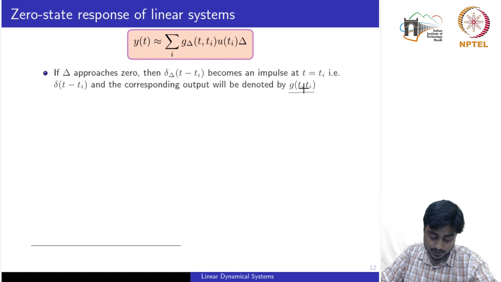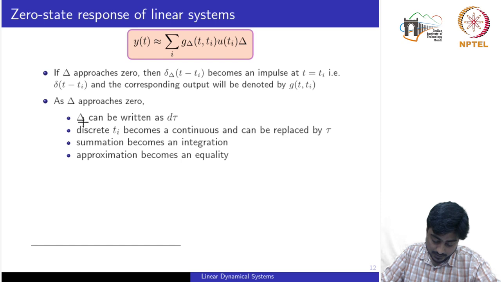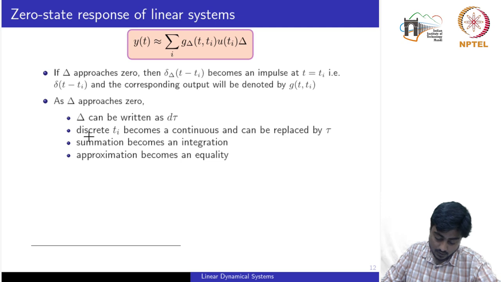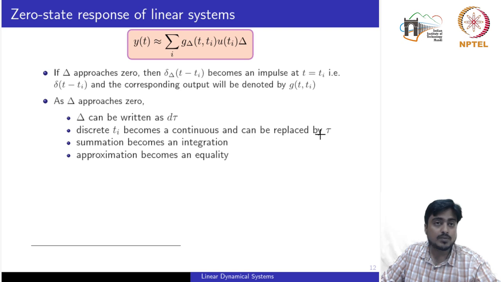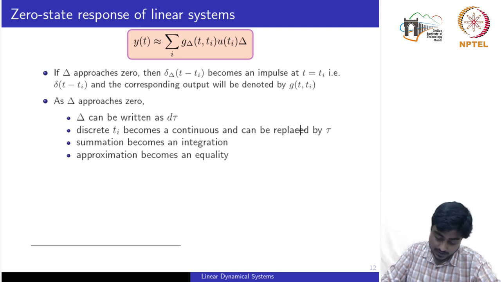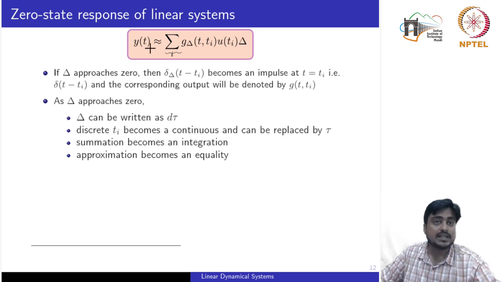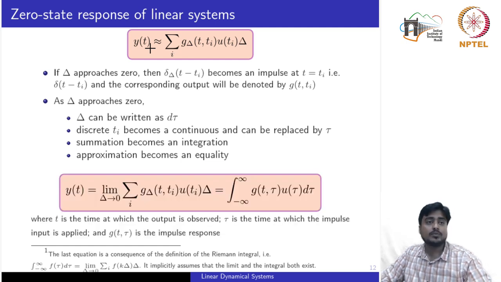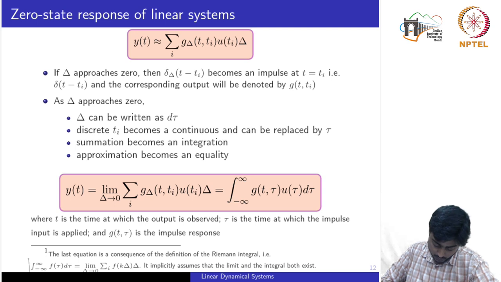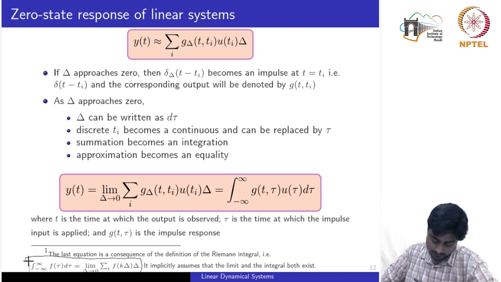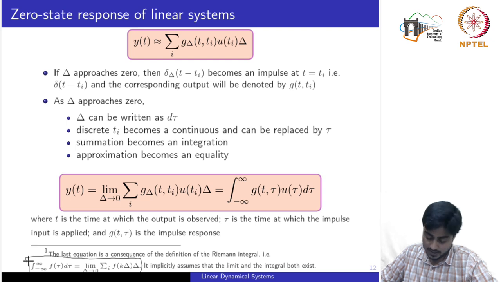Further exploring the properties of the capital delta approaching 0, this capital delta can be written as d tau, a small width. Now all the discrete time instants ti would become continuous and can be replaced by variable tau. This summation would become an integral, and this approximation in that case would become an equality. So basically this concept is obtained from the Riemann integral, owing to this equation which defines the Riemann integral.